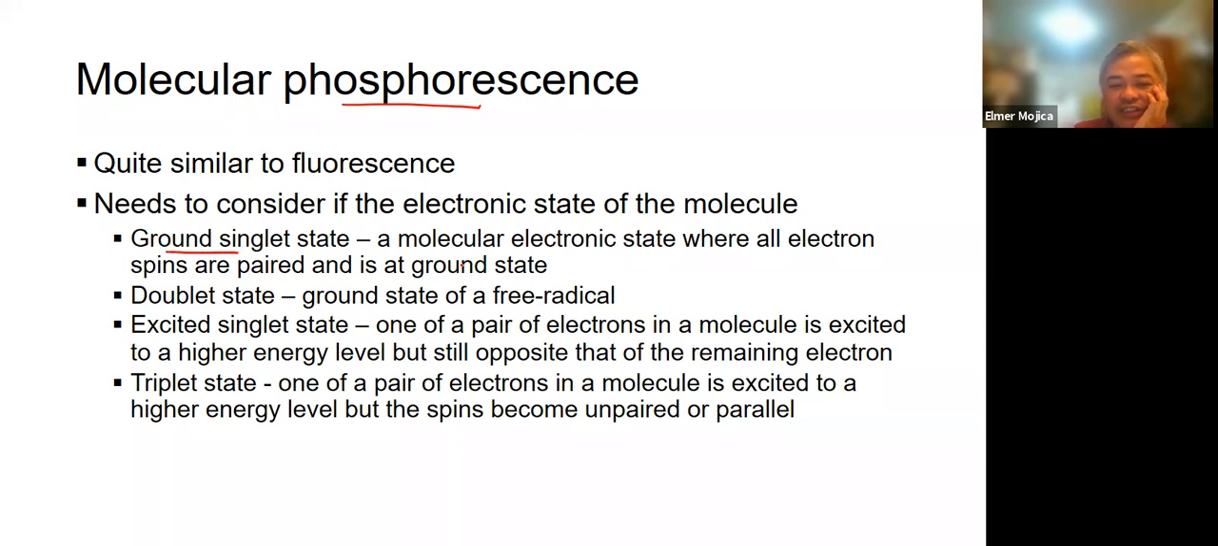Okay, so we need to consider the electronic state of the molecule. You can have a ground singlet state, a molecular electronic state where all electron spins are paired and is at ground state. You can have a doublet state, the ground state of a free radical. You can have an excited singlet state where one of the pair of electrons in the molecule is excited to a higher energy level, but they have opposite spin. And the triplet state is the one where their spins become parallel. So yan yung tawag natin sa phosphorescence.